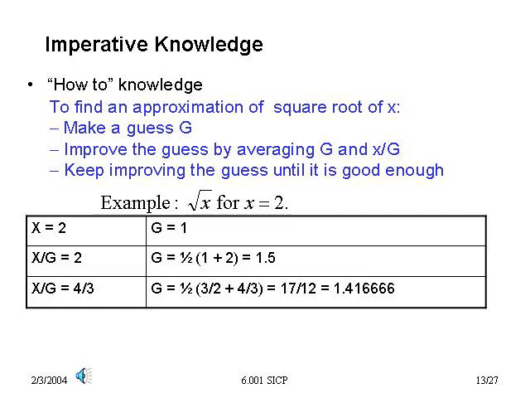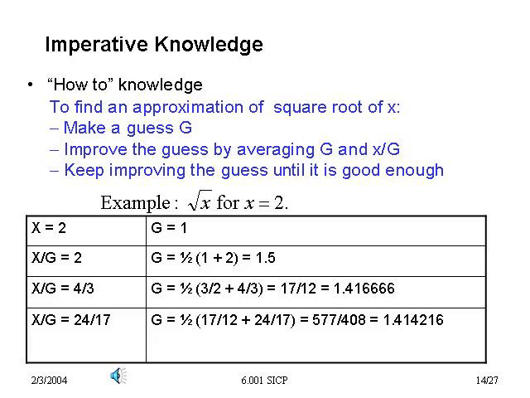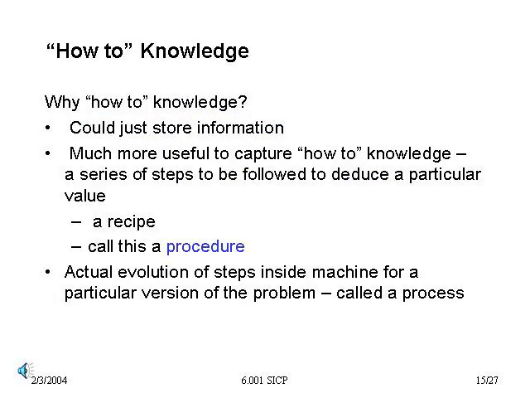We take x over the current value of g, we take the current value of g, we average those, and we get a slightly better guess. And we keep doing that until we get a guess that's good enough. So notice how this little algorithm, this little method, describes a sequence of steps. It tells us how to do something, how to find the square root. Whereas the previous case, the declarative case, simply told us how to recognize the square root. So what we've seen is that imperative and declarative knowledge are very different.